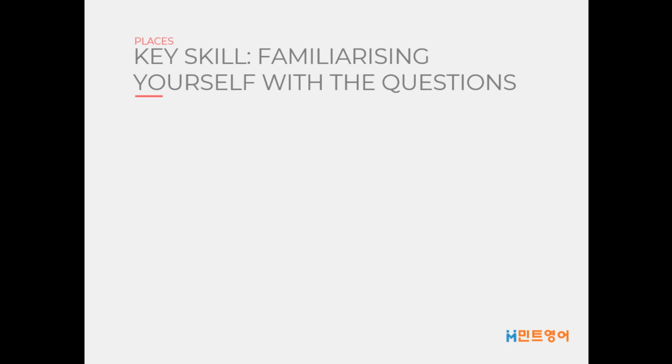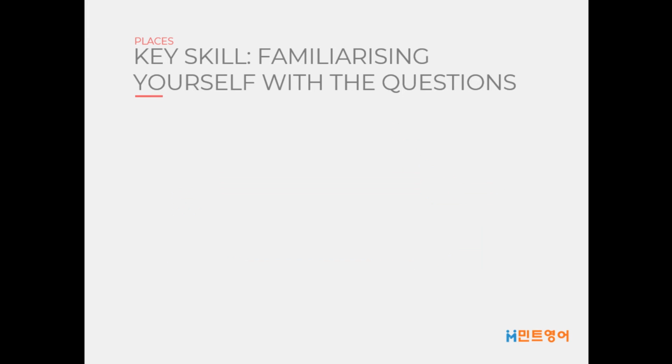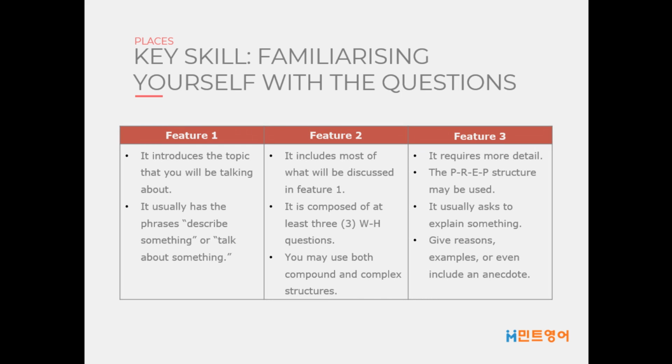The IELTS cue card has 3 features. These features are designed to help you develop your answer. The first feature is topic introduction. The second feature encompasses the 3 detailed points, and the third feature is discussion. The topic to be discussed is introduced in feature 1. It usually includes phrases like describe something or talk about something.